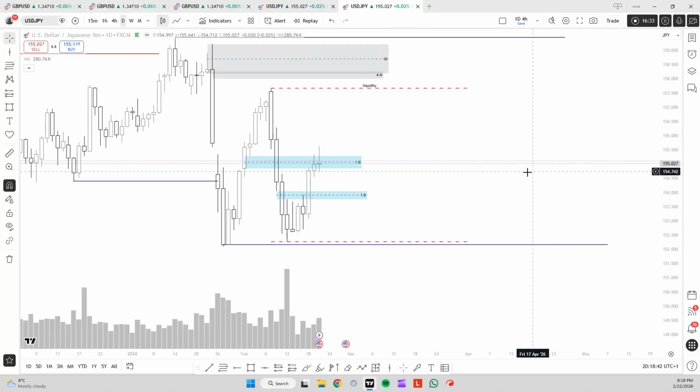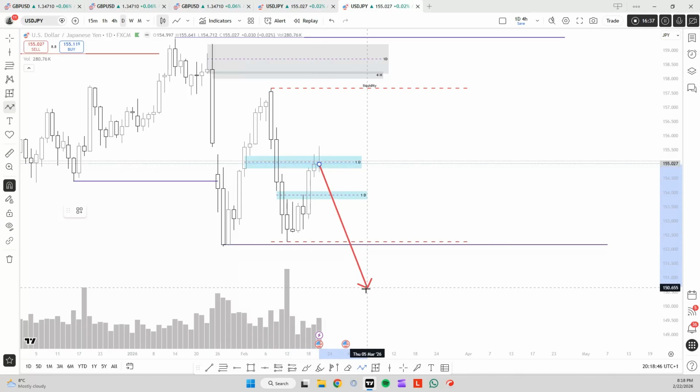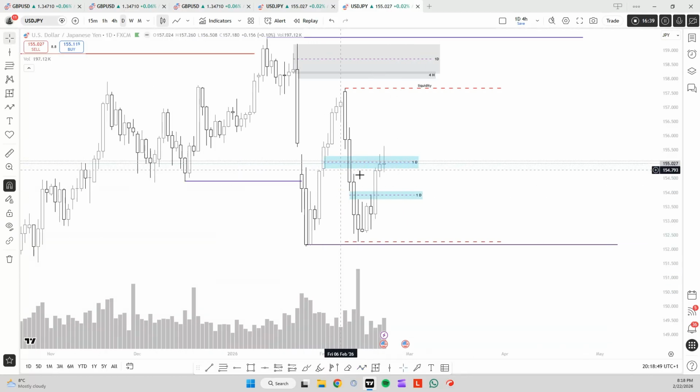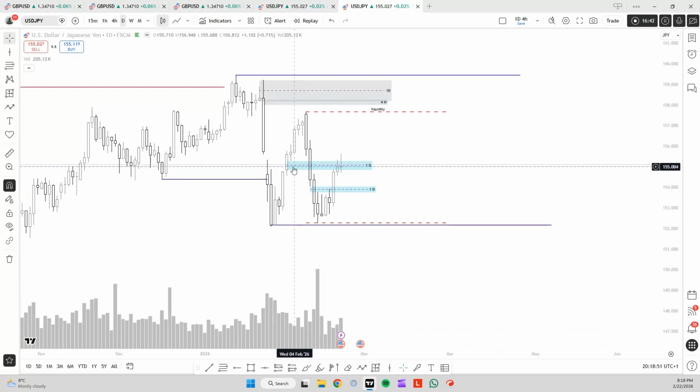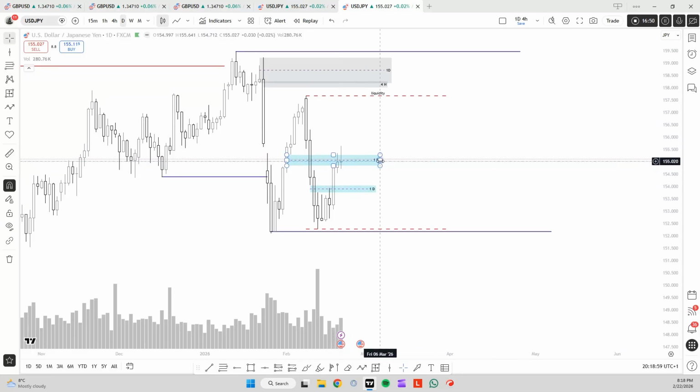There will also be a chance that the price is going to reverse from this point, as I said. But if something like this happens, then yeah, I don't know. To be honest, I have no idea. But this is for sure an interesting level.